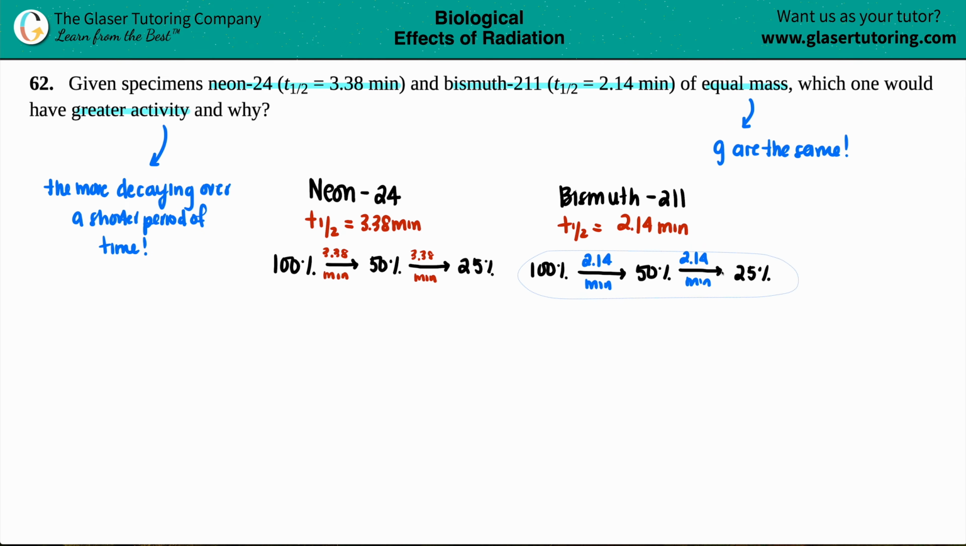So, to get to 25% for neon, I would have to add up 3.38 plus 3.38, so that's 6.76 total time. But for this one, 2.14 plus 2.14 is 4.28. That's a shorter amount of time. And this would be a longer amount of time.